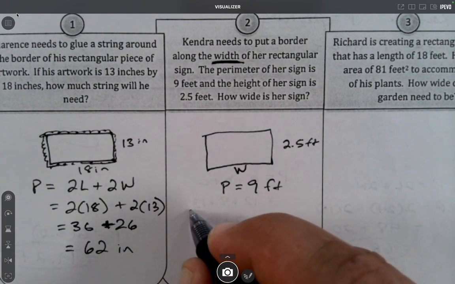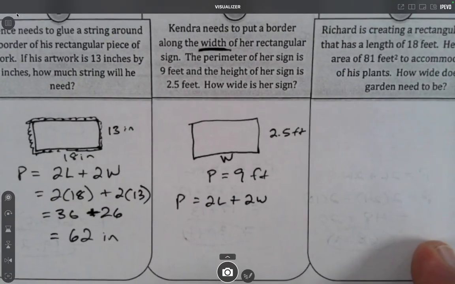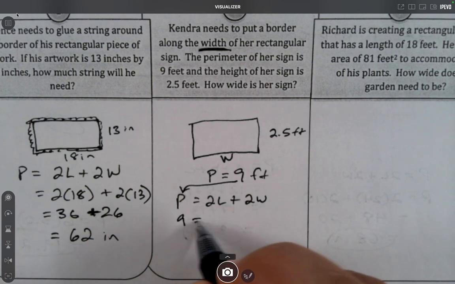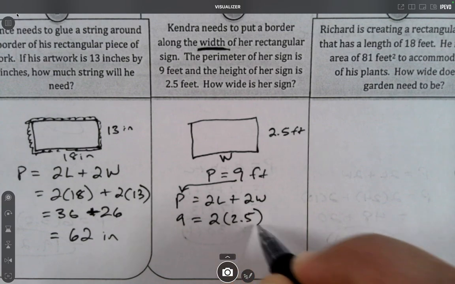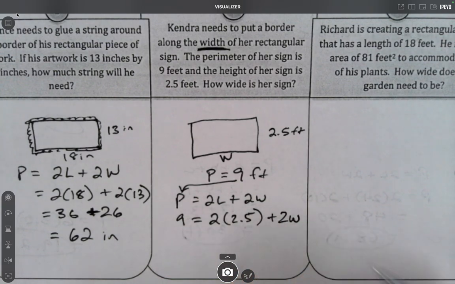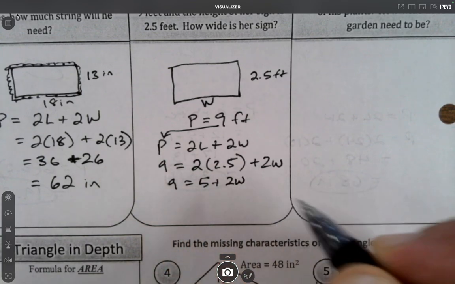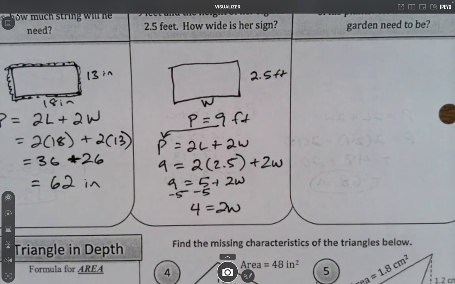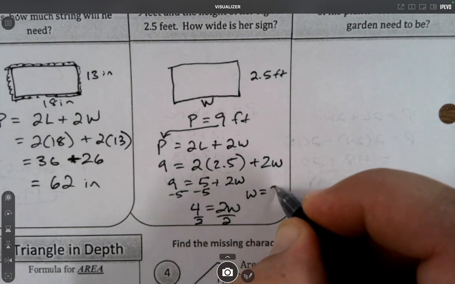But we do know the perimeter is equal to 2L plus 2W. So I wrote down what we know. The perimeter is 9 feet, so I can plug that 9 feet in there. We know the length, 2.5 feet. We can plug that in there. We don't know the width, so we just leave that as 2W. So 2 times 2.5 is 5. Subtract 5 from both sides. We get 4 equals 2W. And we divide both sides by 2. So we get that the width is 2 feet.